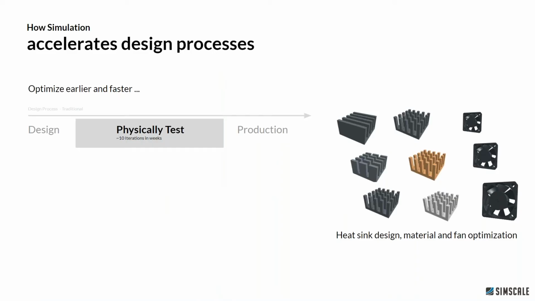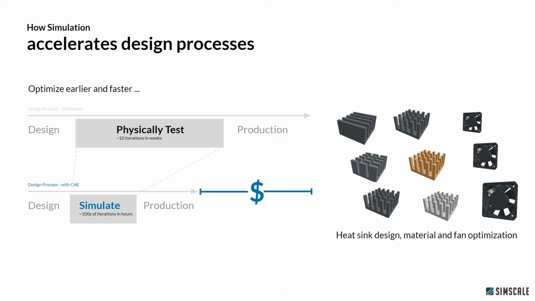Right, let me summarize this. So the traditional design process looks as follows. We have the design phase in the early stage, usually followed by physical testing, which really takes often weeks, and then you would go to production. However, how you can leverage this with SimScale is that you can significantly reduce the physical testing time by front-loading your simulations with SimScale, which results in this delta, which basically saves you more time, thus more money.